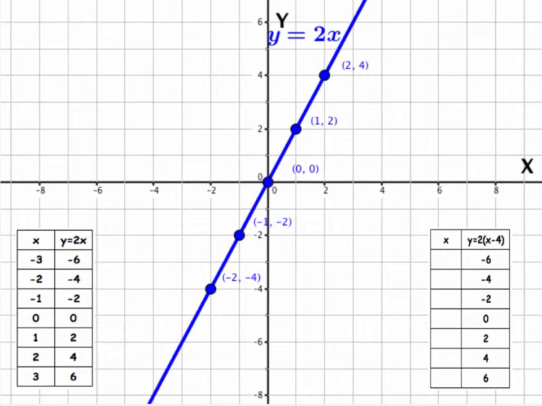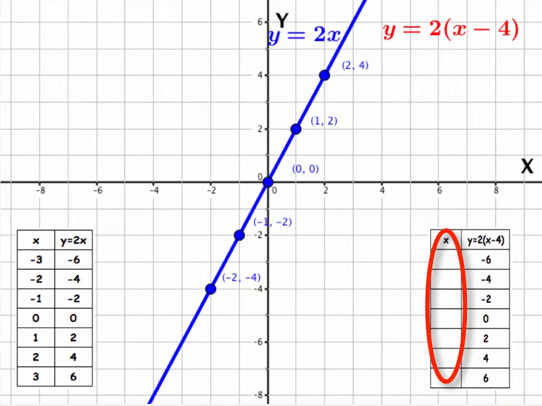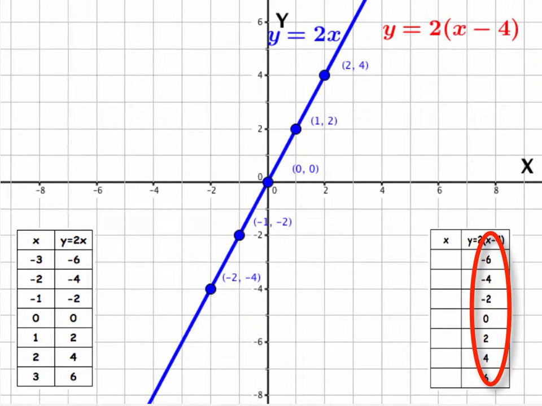Now what I'd like you to do is pause the video and please graph on your own the new equation y equals 2 times the quantity x minus 4, and fill out the new table of values. Now let me urge you, please graph this new equation not by putting it into slope-intercept form, but please use a variety of x values and substitute them into the equation to find your corresponding y value and find new ordered pairs.